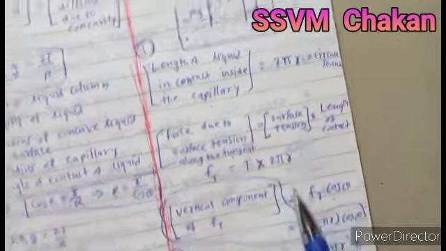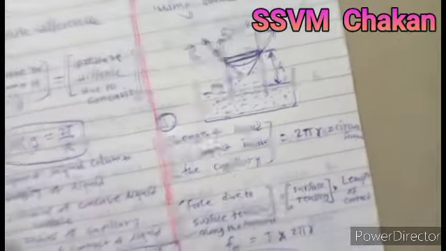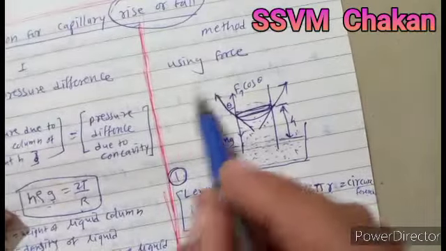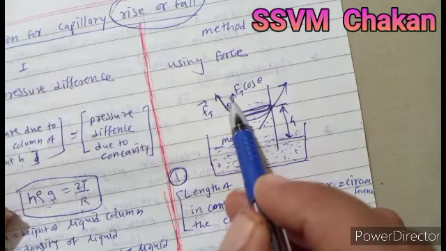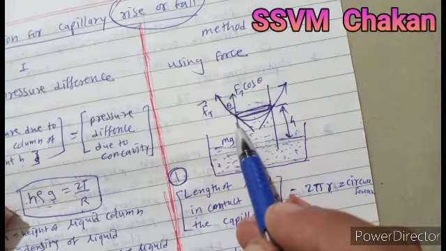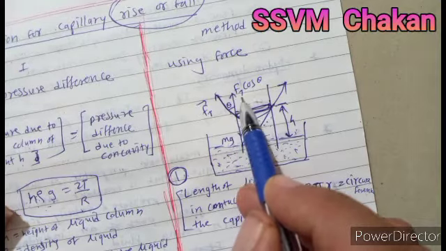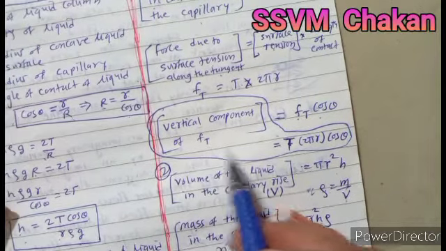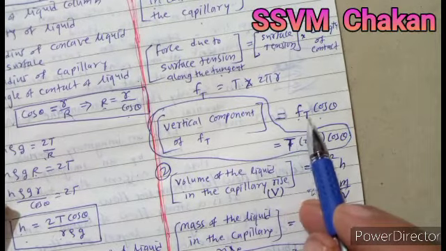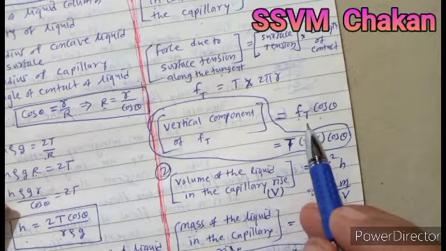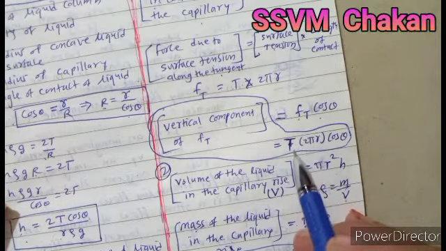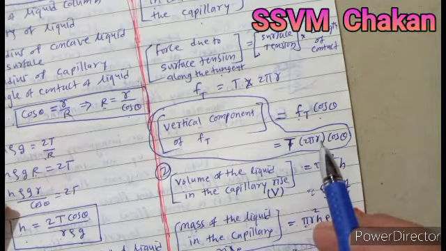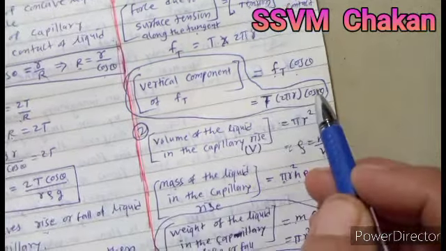We consider only the vertical component which is pulling the liquid in the upward direction. If you join this line, then we get a triangle. From that we calculate this vertical component, which is Ft cos theta. So the vertical component of Ft is equal to Ft cos theta. Substitute the value of Ft, that is capital T into 2 pi r, complete with cos theta.